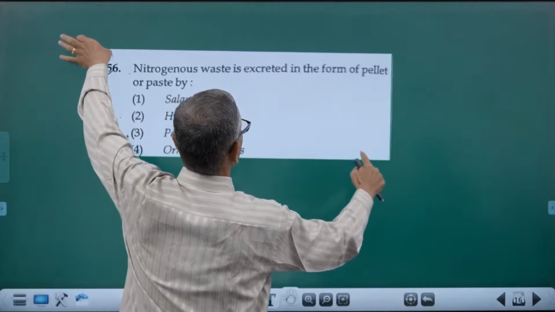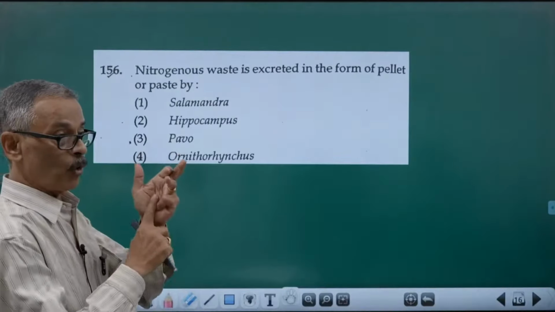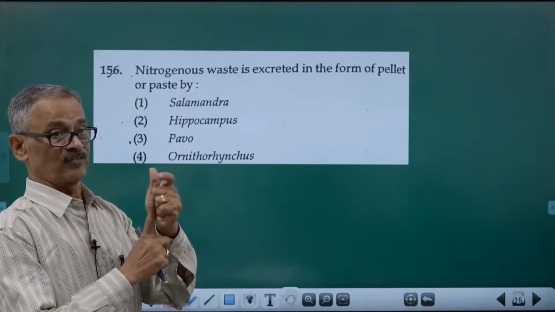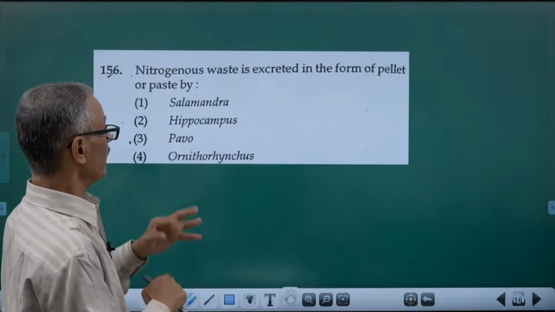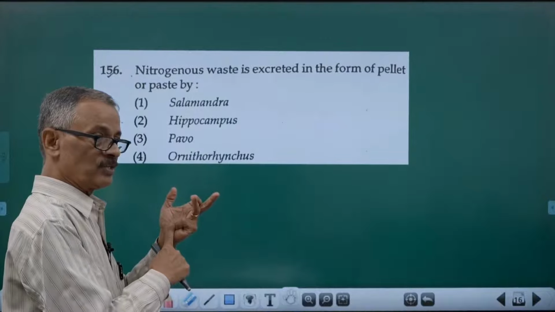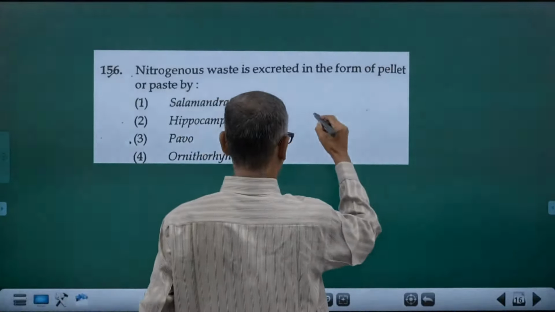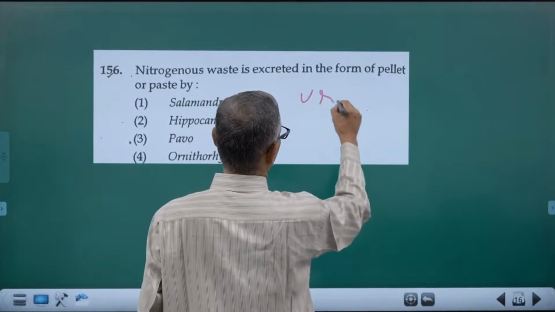Nitrogenous waste is excreted in the form of pellet or paste. See, ammonia, urea and uric acid are the 3 forms of nitrogenous waste materials, of which ammonia cannot be discharged, urea cannot be discharged in the form of pellets. So, the question is, which are excreting in the form of uric acid?